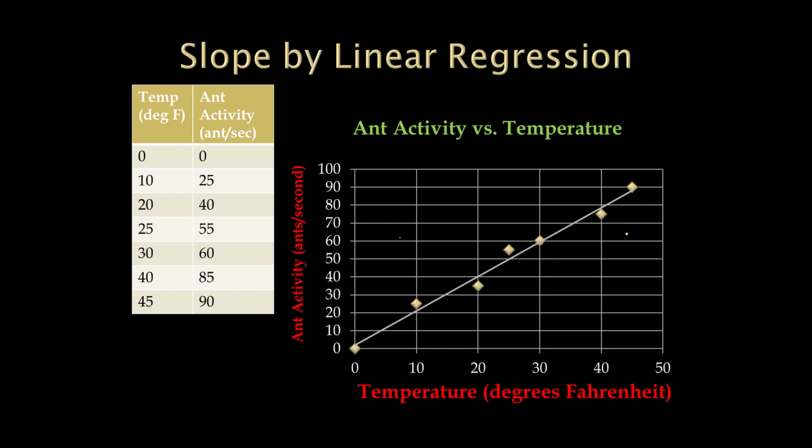A couple important points to note here is the best fit line does not necessarily pass through any of the data points. It may run fairly close to them, but it does not necessarily run through any of the data points. The other thing is it shows the general trend among the independent and the dependent variable. In this case, we see as temperature is increasing, that ant activity is also increasing. So we'll refer to this as a direct relationship.